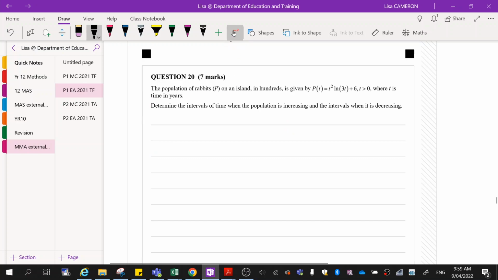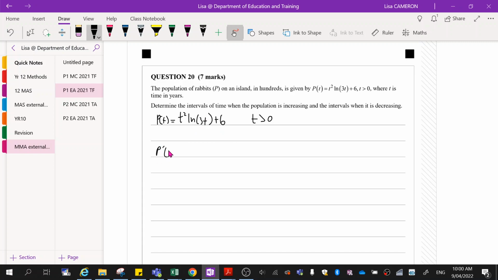Now this might not be the steps that you would have taken straight away, but you would have had to have done them eventually. So P(t) equals t squared ln 3t plus 6, where time has to be greater than 0. So time cannot be equal to 0 here. Okay, so first thing that we're going to do when we're calculating the derivative, we're going to look at it and acknowledge that it should be product rule.